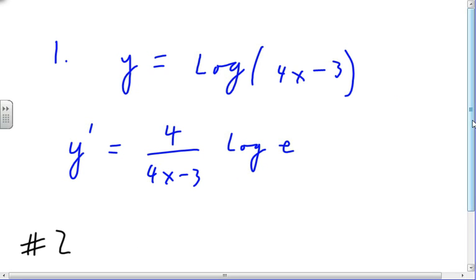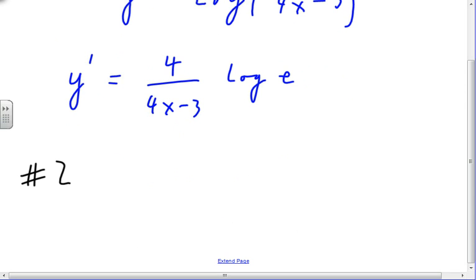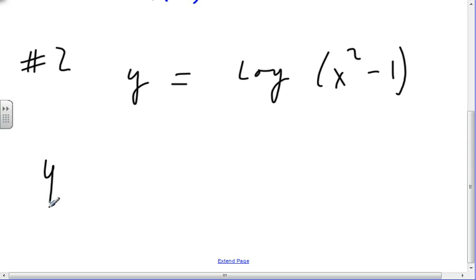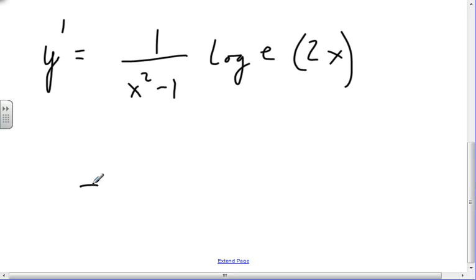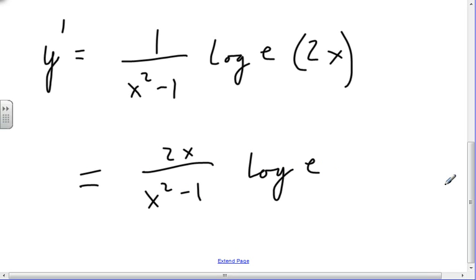Oh, now I did it. Still doing it. Y equals log x squared minus 1. All right, so y prime would be 1 over x squared minus 1, common log e, times the derivative of x squared minus 1, which is 2x. And then I'd probably rewrite that as 2x over x squared minus 1 times log of e.